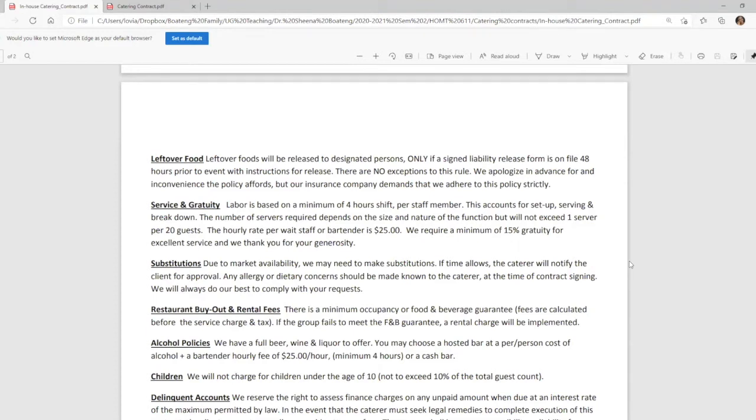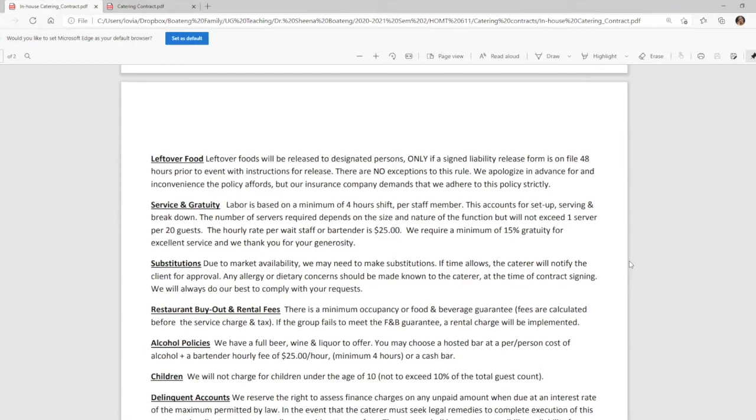See, they said leftover food will be released to what? Designated persons only if a signed liability release form is on file 48 hours prior to the event with instructions for release. Do you see that? Mm-hmm. So they'll not just allow people to be packing the food and taking it home anyhow. They will only give the leftovers to specific people that have been designated 48 hours prior to the event, just like their agreement on the final number of guests. And they said there are no exceptions to this rule.